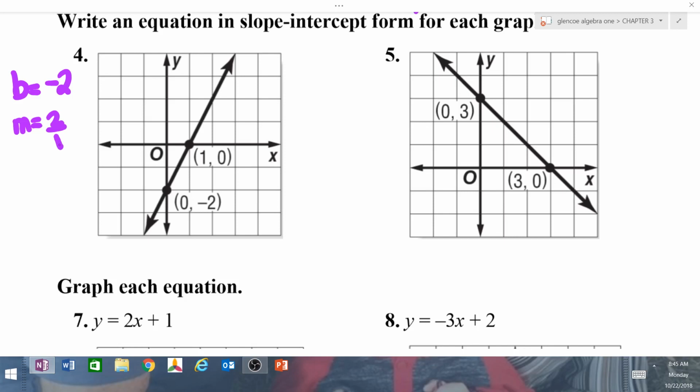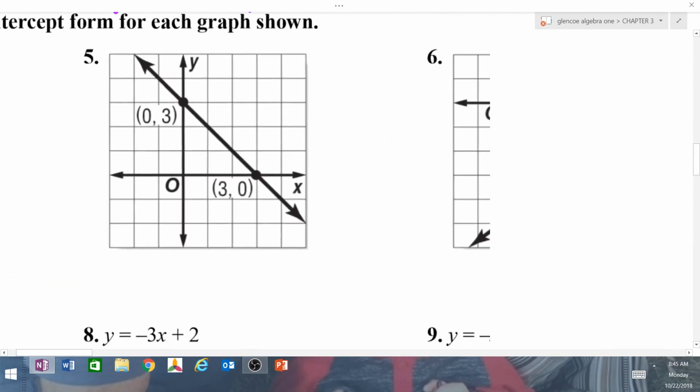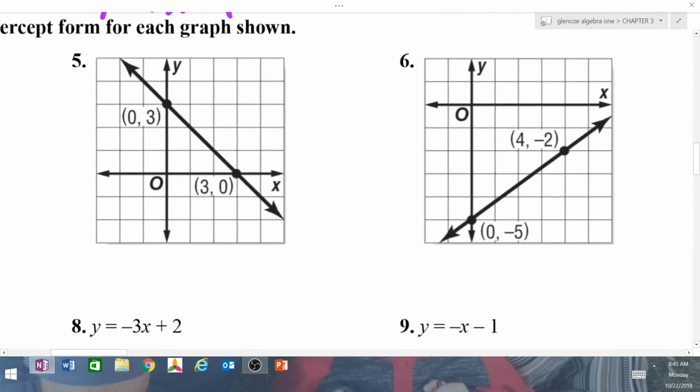What would the equation for number 4 be? If you know, let's go. Go ahead right here. Y equals 2x minus 2. Let's look at number 5. Number 5, that line is falling from left to right. So immediately I should know something. What should I know? My slope is what? Negative. Good job. What's my y-intercept? 3.